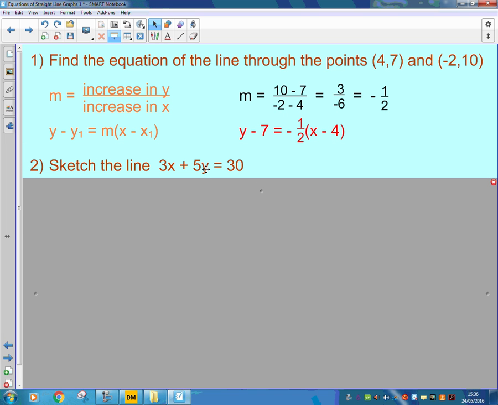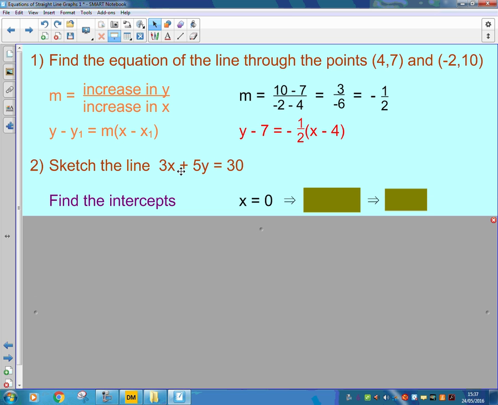Next, sketch a line. Now you'll notice this line's written down a different way. Instead of writing it as y equals, I've got it written as 3x plus 5y equals 30, but it still gives us a straight line. To do this, we need to find our intercepts. So whenever you sketch a line, you're going to show the x-intercept and the y-intercept. So when x is 0, what we do is find y. Well, if the x bit is 0, that goes to 0. You're left with 5y is 30, so y is 6. So when x is 0, the y coordinate is 6.